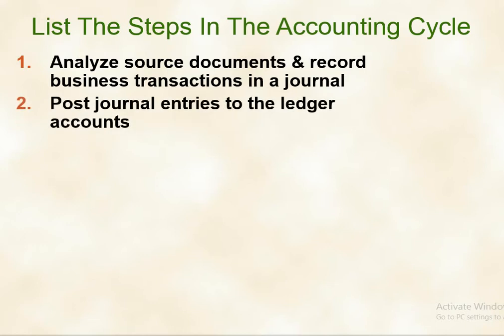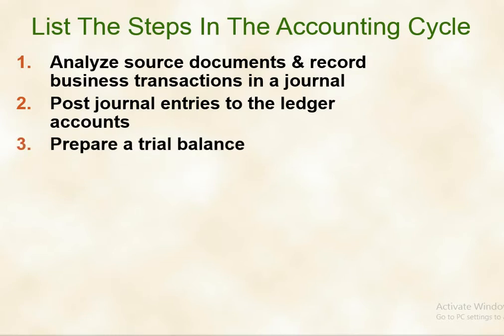Second, post journal entries to the ledger accounts. If you remember the definition of accounting, where we discussed the accounting definition and correlated it with the different practices, the journal is the recording phase and the ledger is the classification phase. You will classify the different accounts in a proper statement called the ledger accounts. The classified representation of all the business accounts is called your ledger.